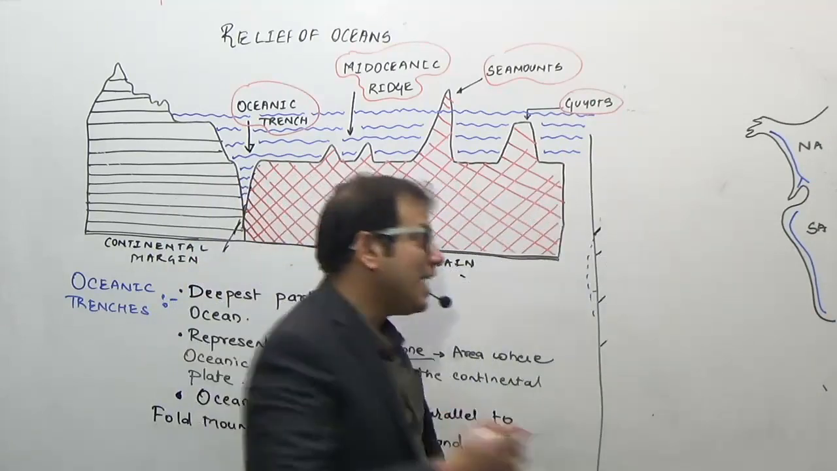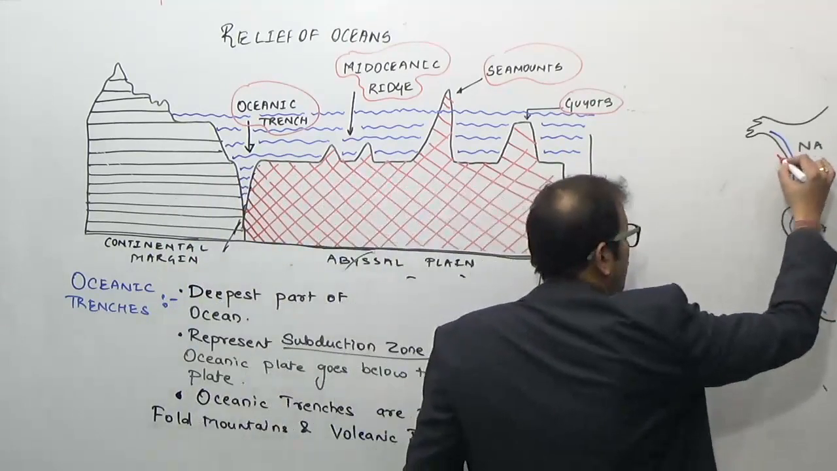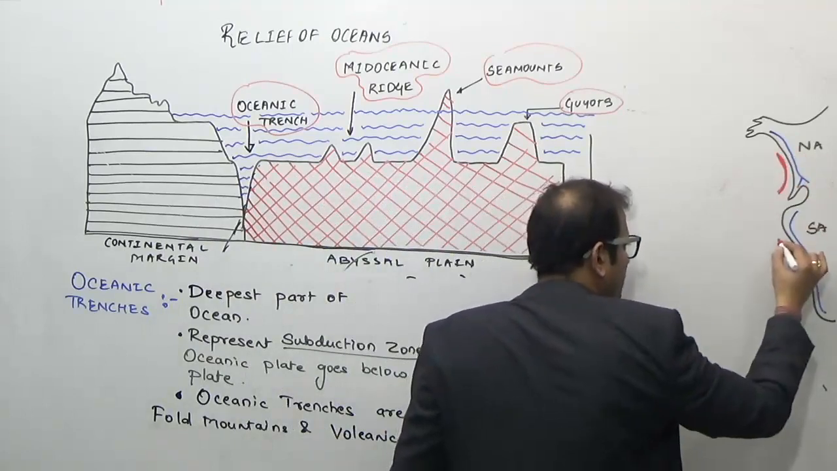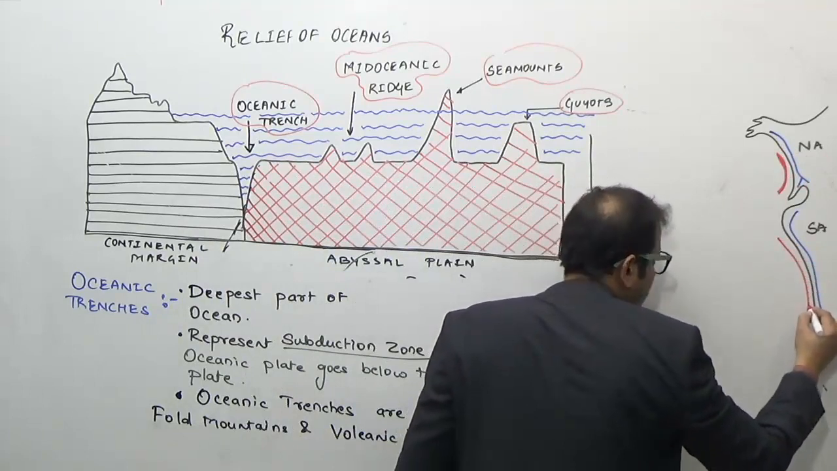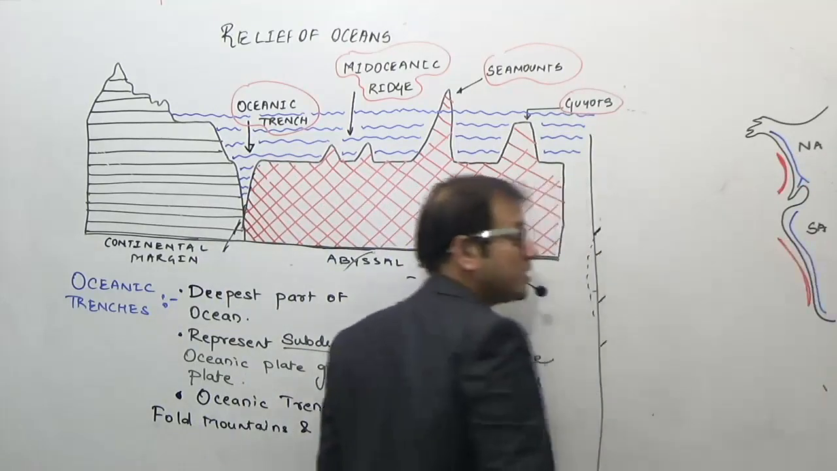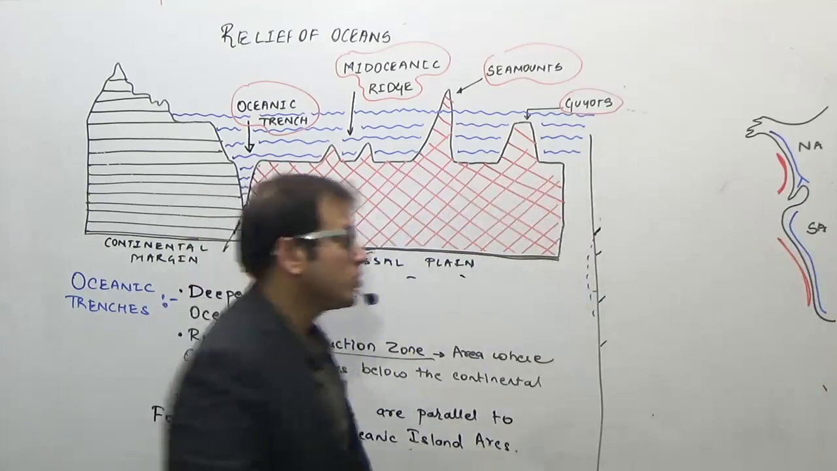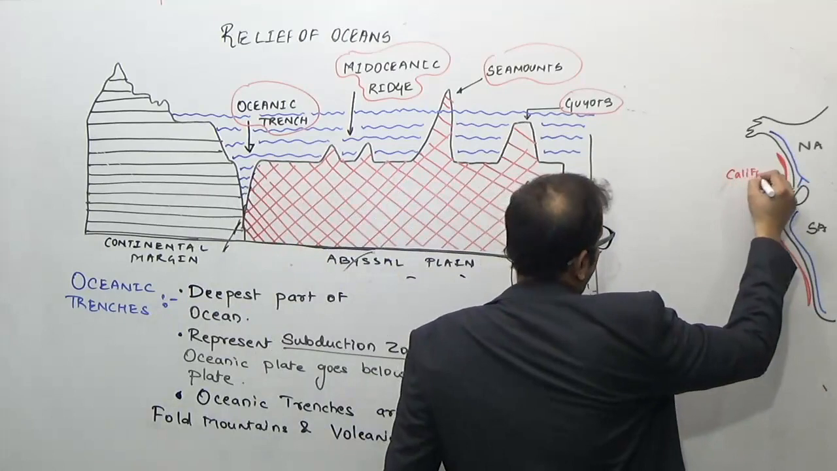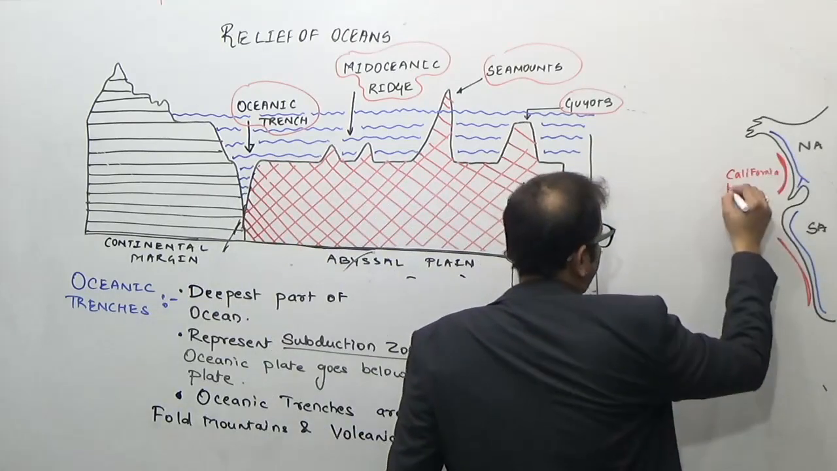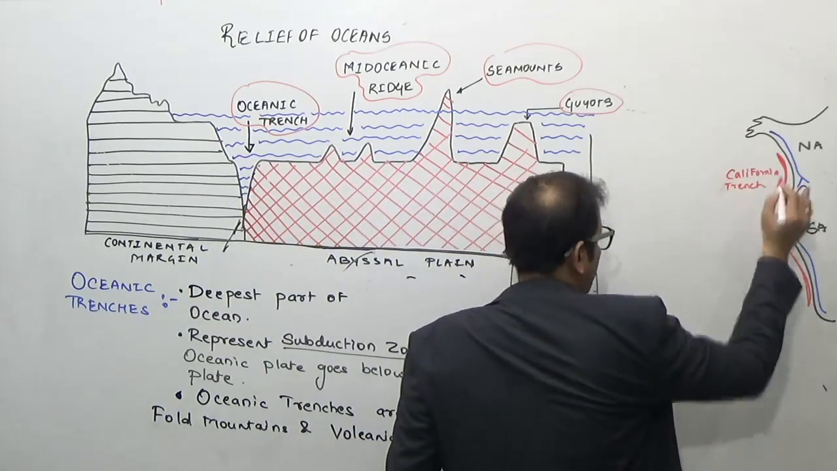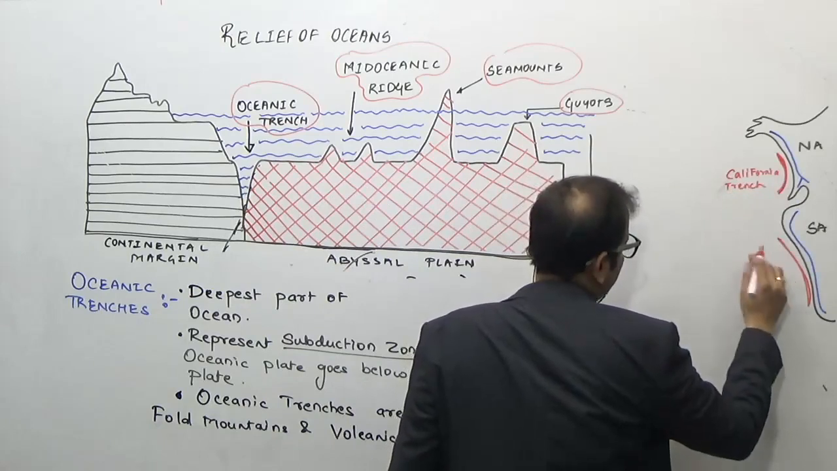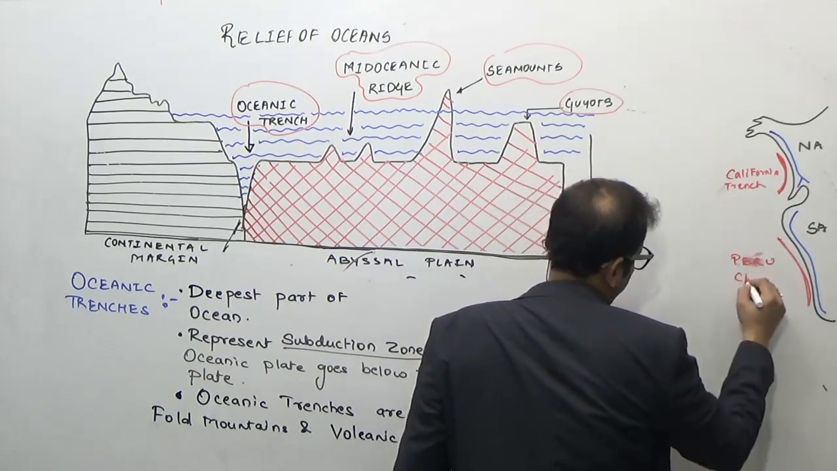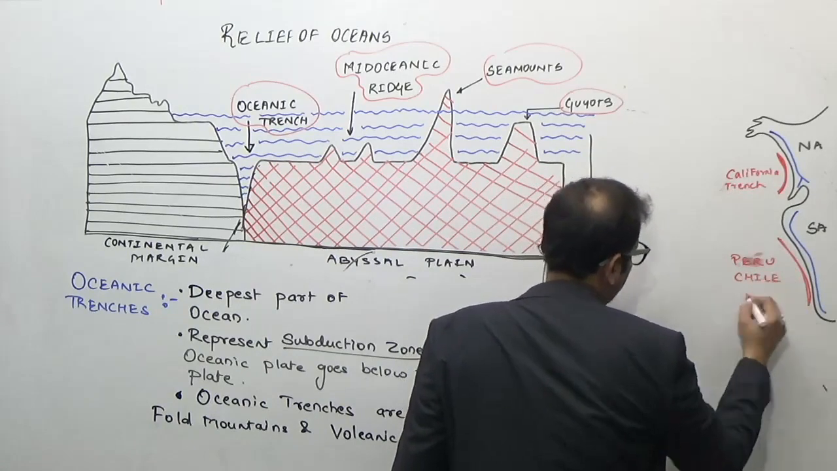are colliding, and therefore we have a Californian trench or Guatemala trench which is parallel here. We have Atacama trench or Peru-Chile trench which is parallel in this region. So this is Californian trench, this is Peru-Chile trench. This is Peru-Chile trench.